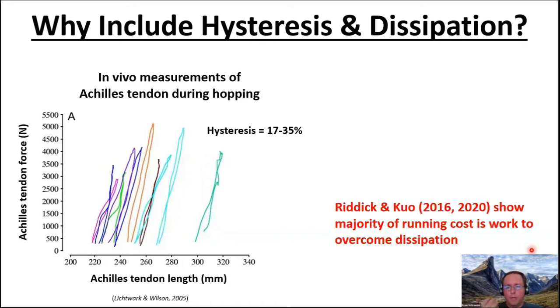Furthermore, Ryan Riddick and Art Kuo have shown in a couple of papers that dissipation plays a pretty prominent role in running, and in fact that the majority of the cost in running is simply work to overcome this dissipation and maintain a limit cycle. I'll also note that there are others in the HPL who are working on this issue of passive dissipation experimentally. For example, Kuhn Lemaire and Zhao Yu Fu, and others as well.